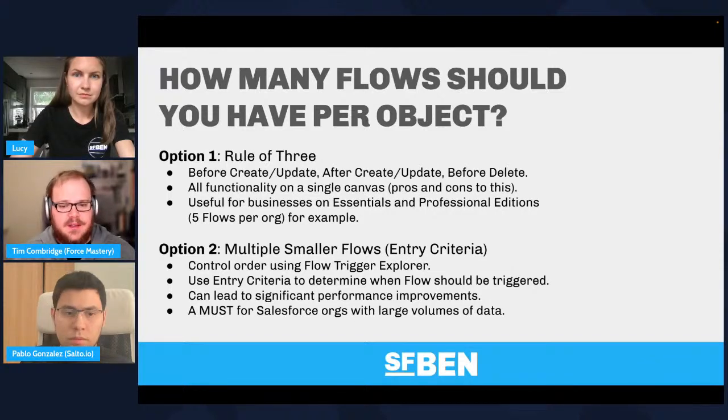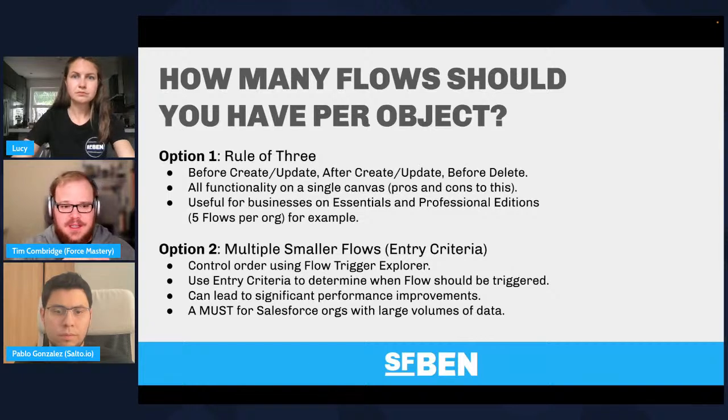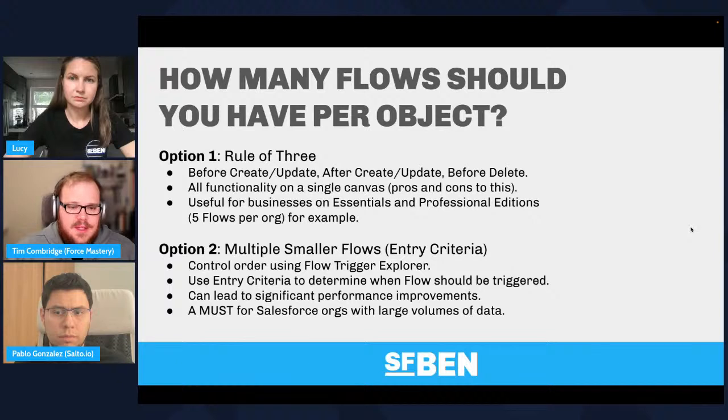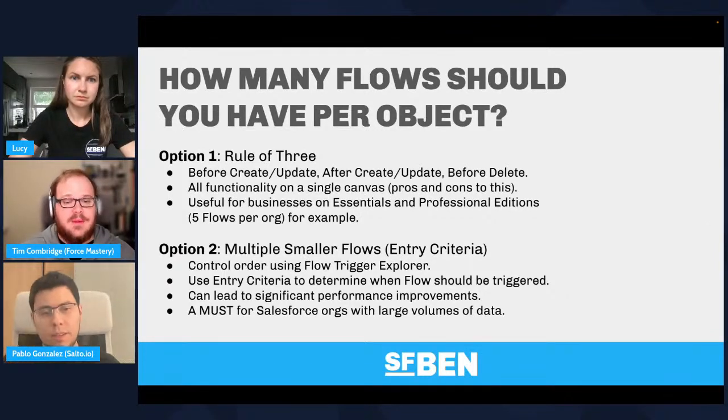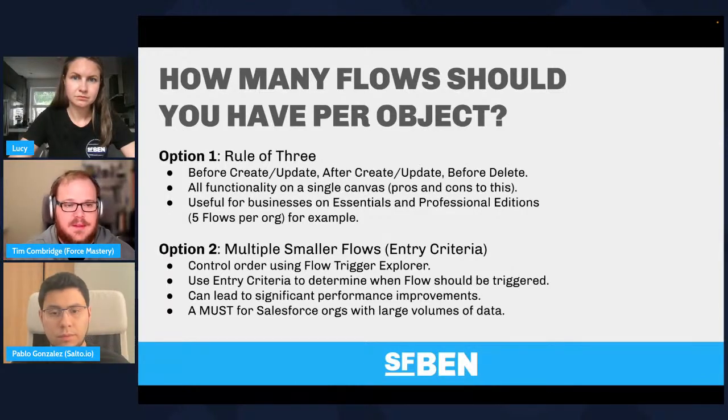With option 2, now that you can control your trigger order with Flow Trigger Explorer, that was something you couldn't previously do. Your flows would just fire, if you had multiple per object, in any old order. Now with the Flow Trigger Explorer and the Flow Trigger Order, you can actually dictate the order in which they are to be executed. If you build them using option 2, multiple smaller flows, they will lead to significant performance improvements because you're only loading the flow in the scenarios where it makes sense to do so, rather than every single time any record of that object is created or updated or deleted. So the flow is only loaded into memory when it's required.